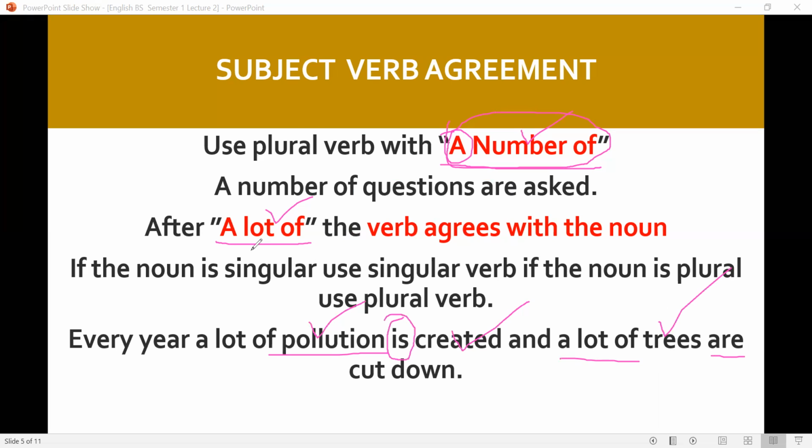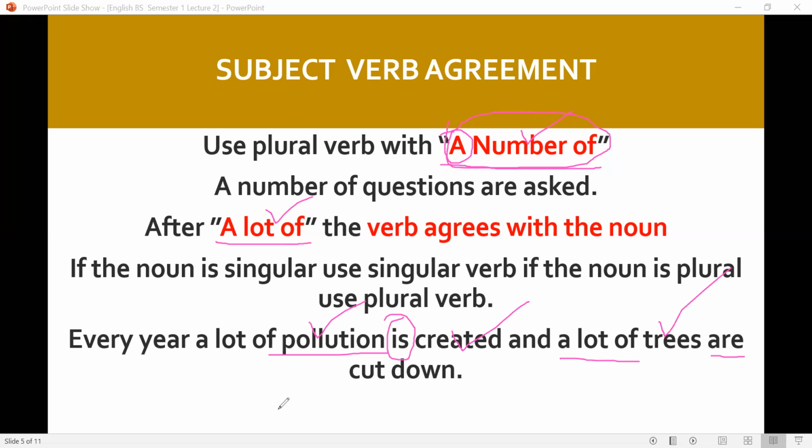I repeat, if after a lot of a singular noun comes, use a singular verb. If after a lot of a plural noun comes, use a plural verb.